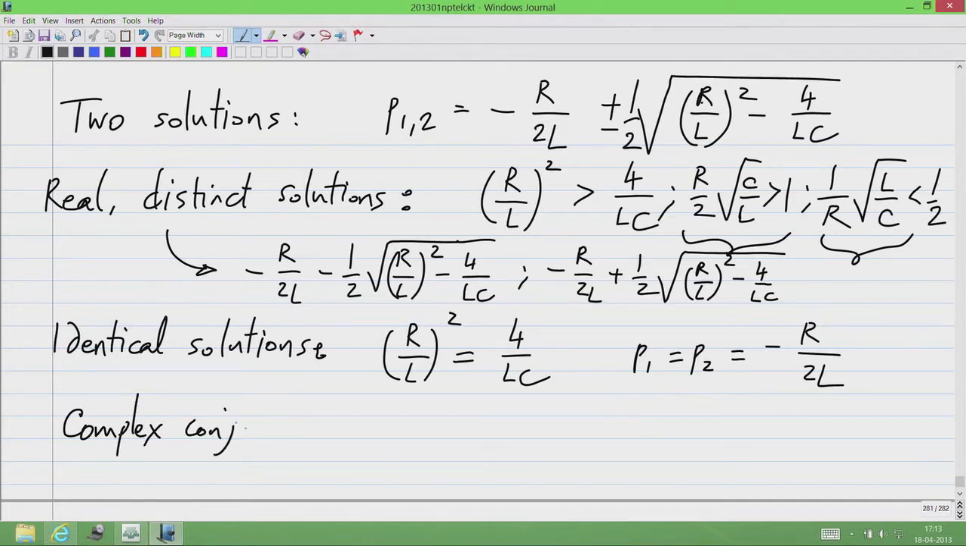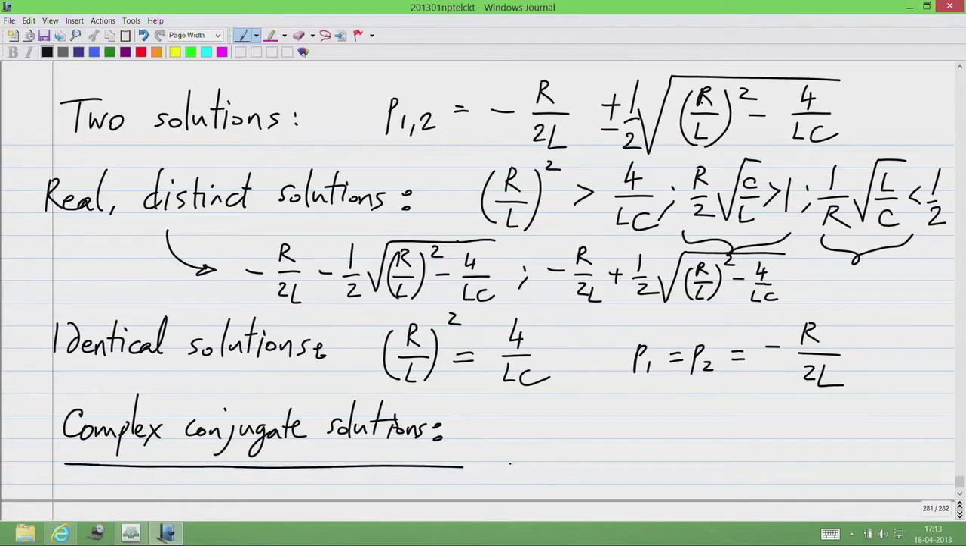And there will be complex conjugate solutions if (R by L) square is less than 4 by LC. Remember, in that case, this number inside the square root will be negative, and the square root of a negative number is an imaginary number.